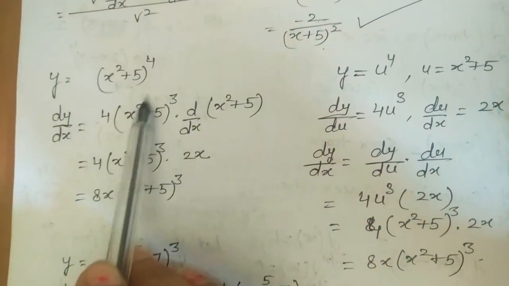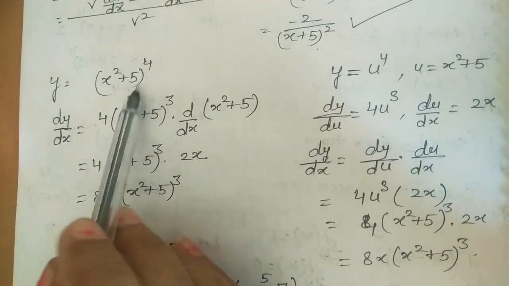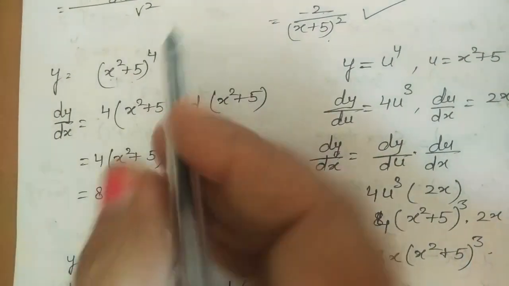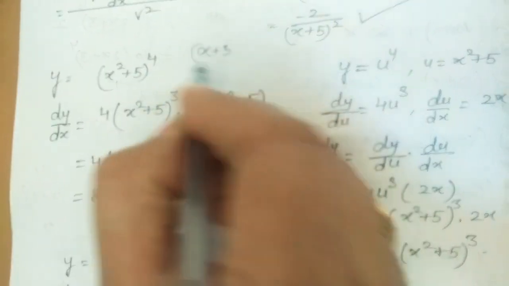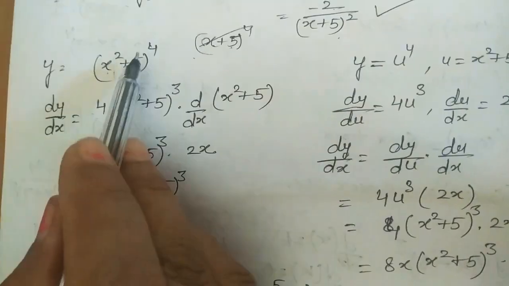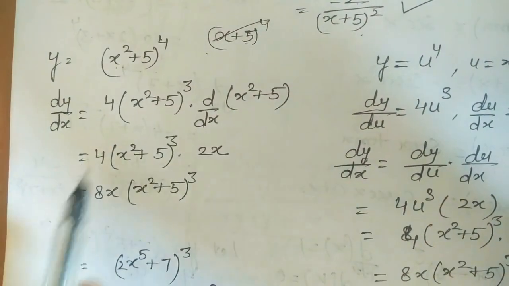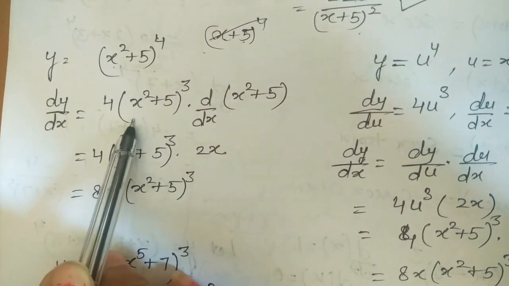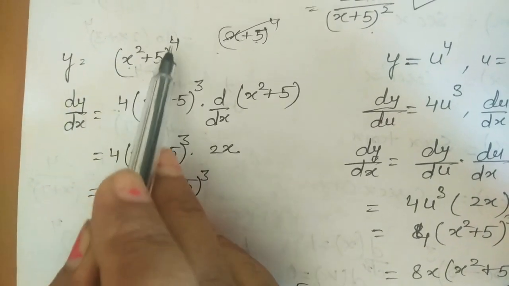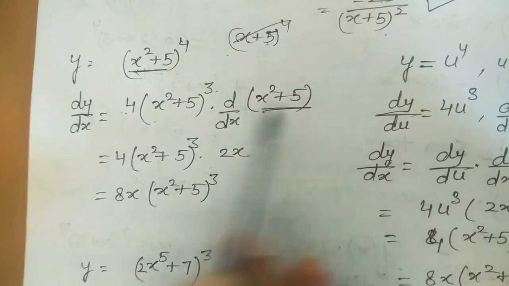Now come to the next question. Suppose here I am using the chain rule. What is the chain rule? I am telling you here. Firstly, (x square plus 5) raised to power 4. For (x plus 5) power 4 we can use (ax plus b) power n, but for x square plus 5 raised to power 4, or x cube plus 5 raised to power 4, if this type of question comes, then you will use the chain rule. What is the chain rule? Firstly take 4 here, then (x square plus 5) raised to power 4 minus 1, into the derivative of this.